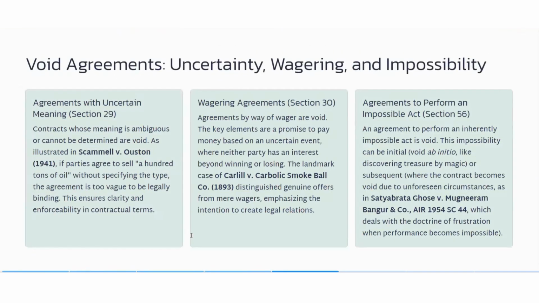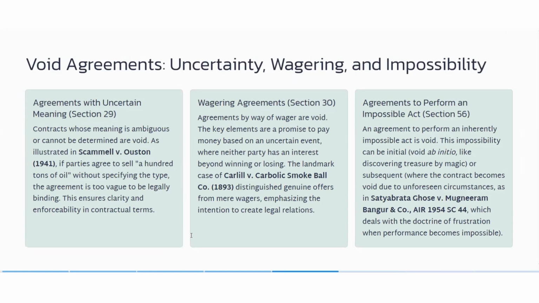Void agreements for uncertainty, wagering, and impossibility. These are the three grounds which are very important. Agreements with uncertain meaning, Section 29: contracts whose meaning is ambiguous and cannot be determined are void. As illustrated in Scammell v. Nickolson, if parties agree to sell 100 tons of oil without specifying the type, the agreement is too vague to be legally binding. This ensures clarity and enforceability in contractual terms.